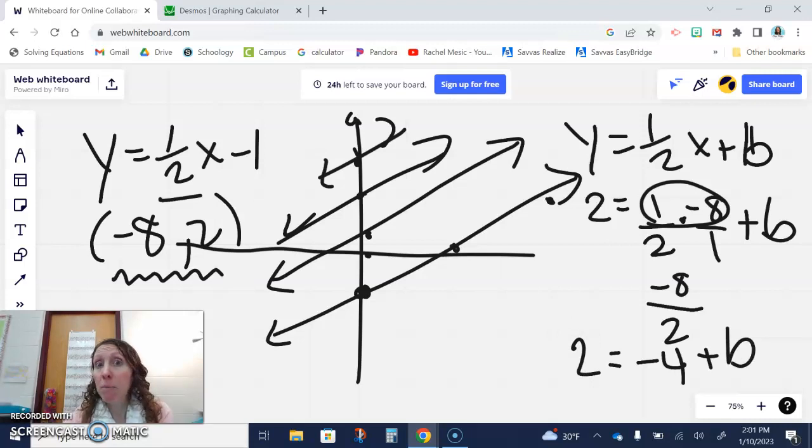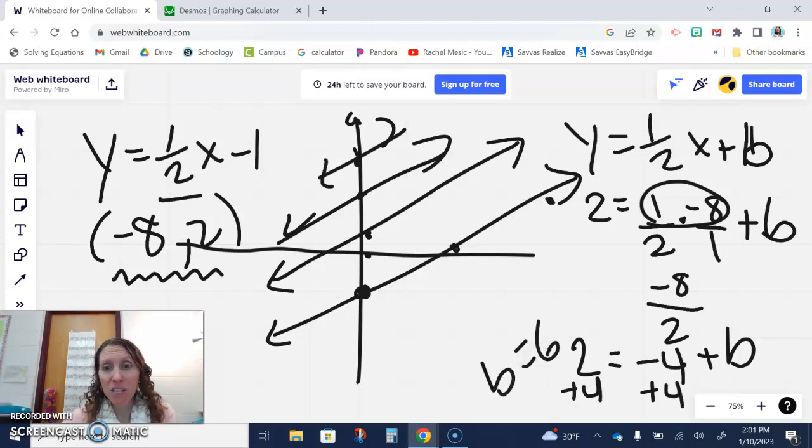Then lastly, to get b by itself, we have to add 4 to both sides. So b will be equal to 6. I'm kind of running out of space there. So for the final equation then, it would be y equals 1/2 x. We have to keep the same slope. And then it'll be plus 6.